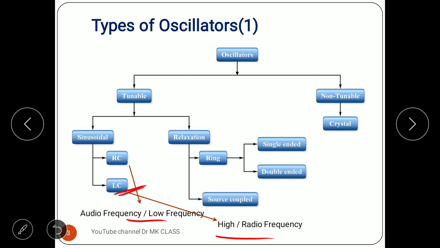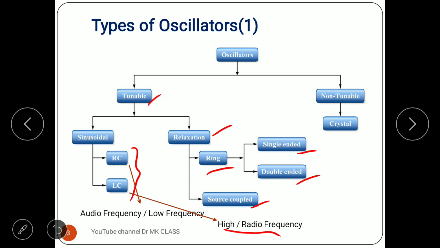Whereas in an LC oscillator, inductance is in millihenry and capacitance is in microfarad. If you multiply both, it will usually be 10 to the power minus 9 and above. So it is used for the generation of high frequency. We are studying RC oscillators and LC oscillators in this chapter. The other one is the relaxation oscillator, which depends on the charging and discharging of capacitors. In that there are ring oscillators, single-ended and double-ended, and another type, the source coupled oscillator.